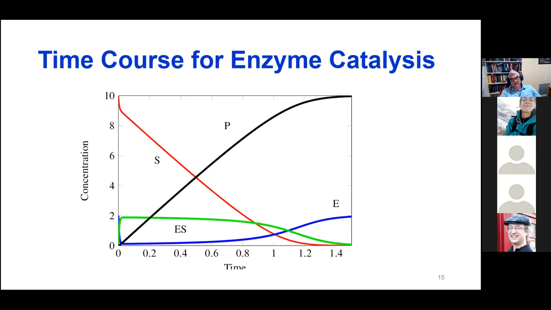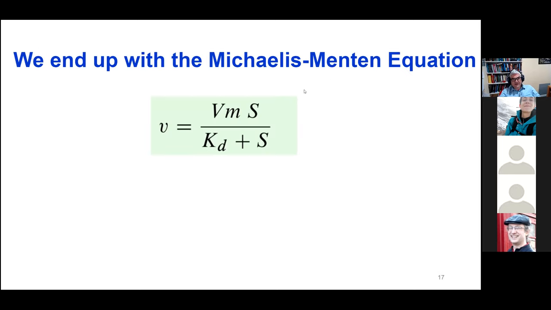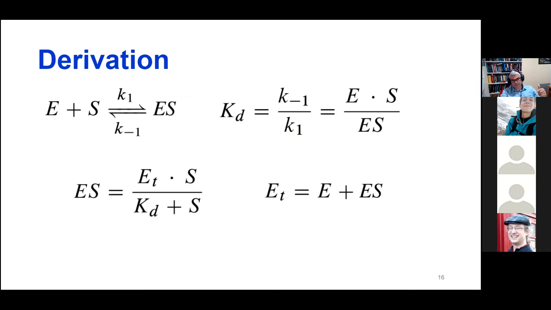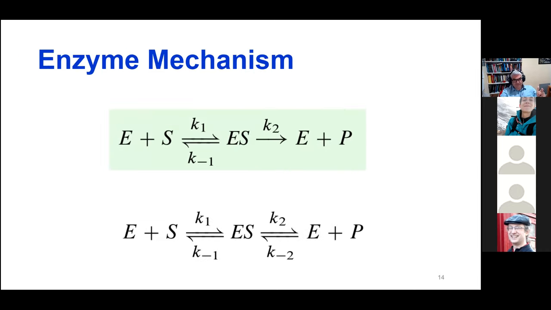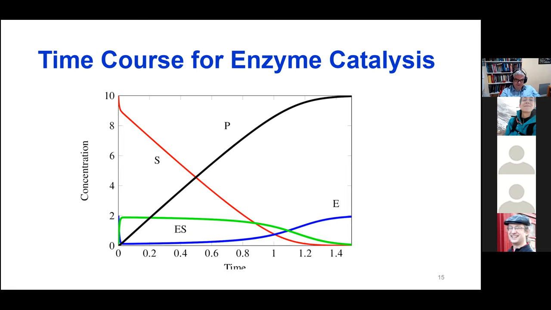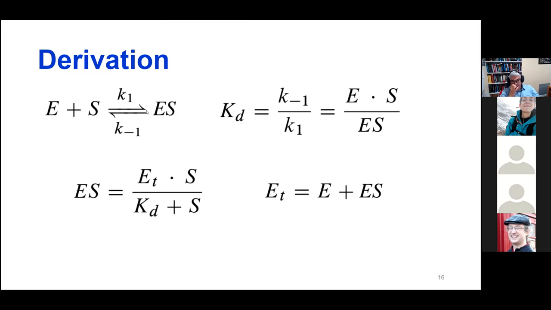And the most famous one is the Michaelis-Menten equation, which some of you might be familiar with. All right, so this is an approximation. You notice it only has two constants, Vm and Kd, whereas before we had three constants, K1, K-1, and K2. Where does it come from? It comes from, let me swap over to here, the idea that certain assumptions are made. All right, these are approximations, so you make certain assumptions.